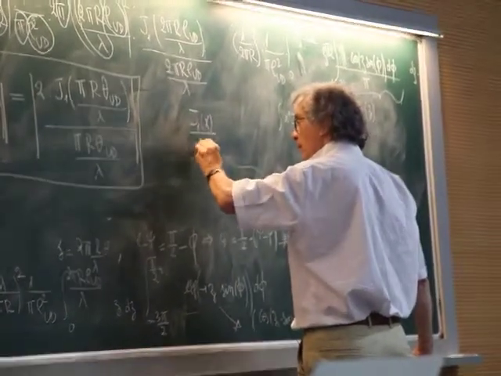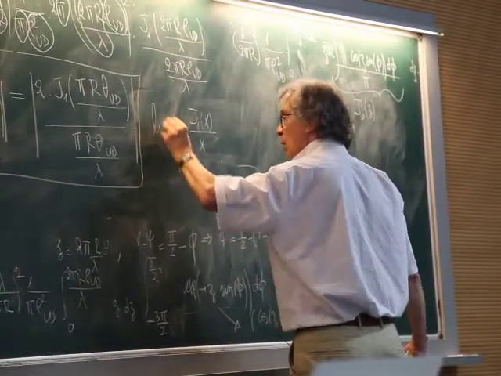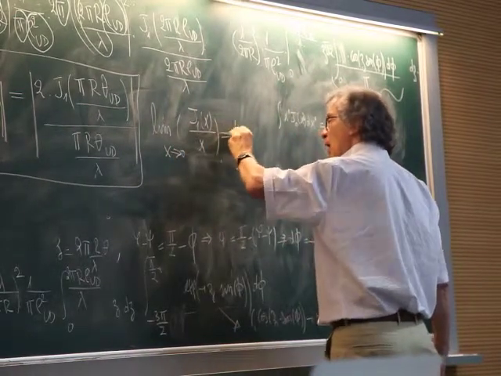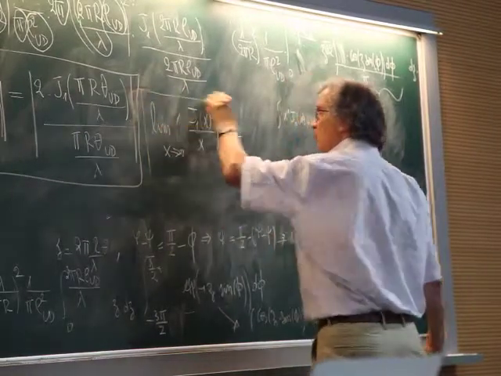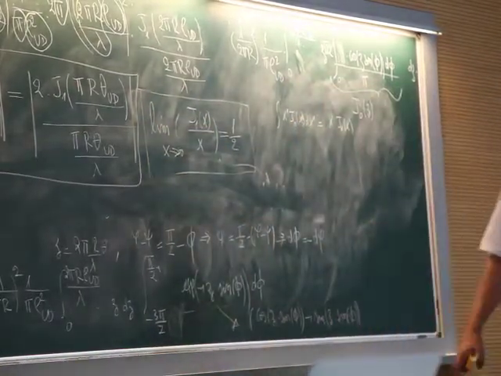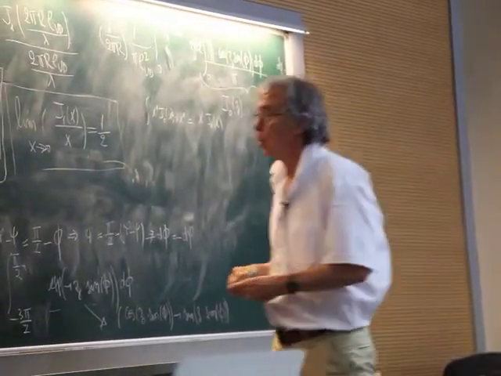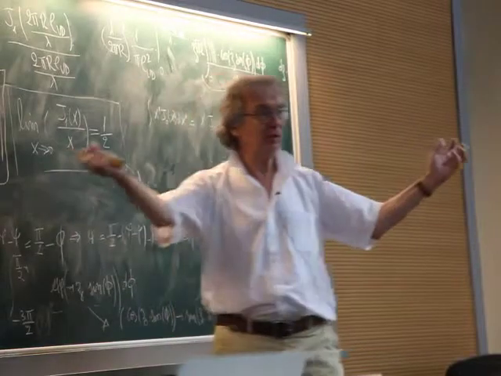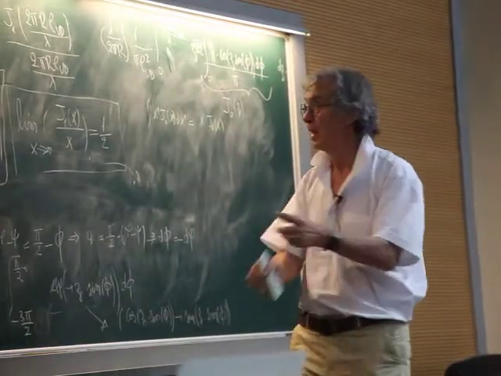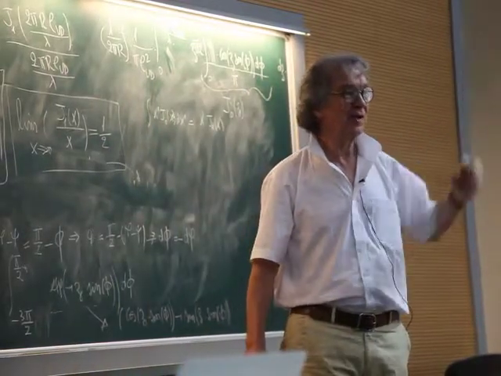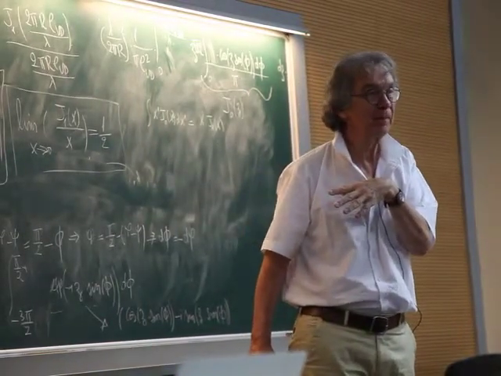Now, it's interesting to know that the limit of J1 over x when x goes to 0 is equal to 1/2. So this is a property of the first-order Bessel function. When x goes to 0, this quantity goes to 1/2. It means that when r, the separation between my two telescopes, goes to 0, this goes to 1/2 times 2, it's 1. So I find a visibility of 1. So I know I didn't make a mistake.